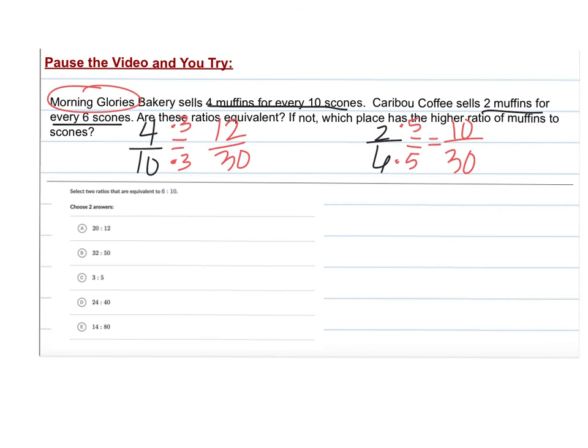So I have found equivalent ratios with my starting ratios in order to compare. But now I can see that 12 30ths is not the same as 10 30ths, so they are not equivalent. And then which place has the higher ratio of muffins to scones? I can see that Morning Glories has more muffins per 30 scones because they have 12 muffins per 30 scones, and Caribou Coffee only has 10 muffins per 30 scones, so Morning Glories has the higher ratio.